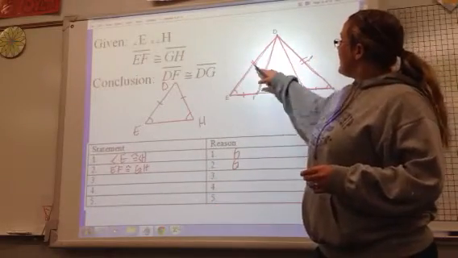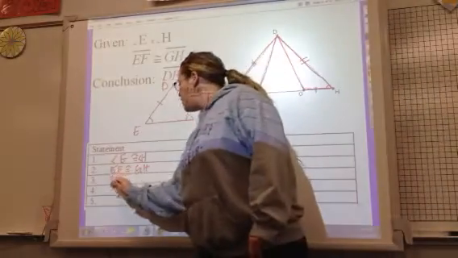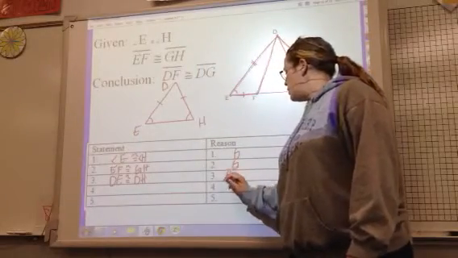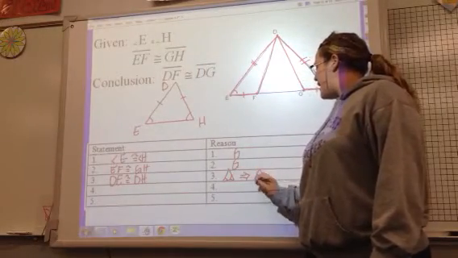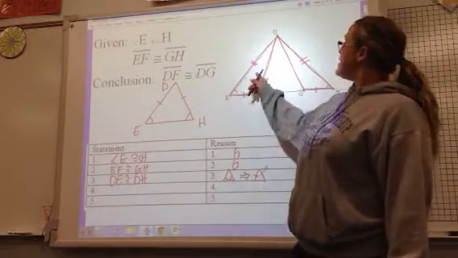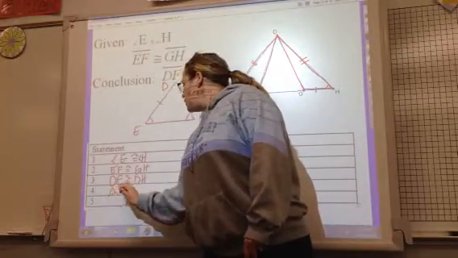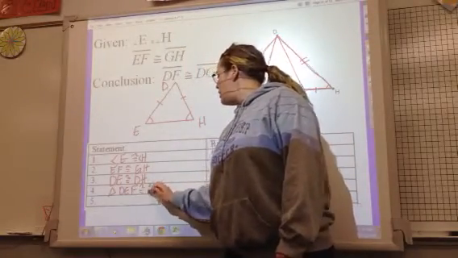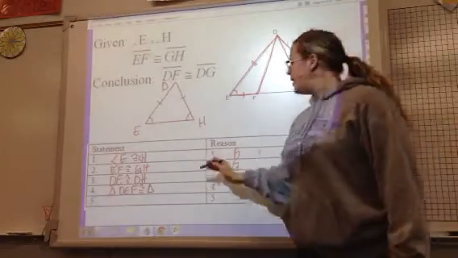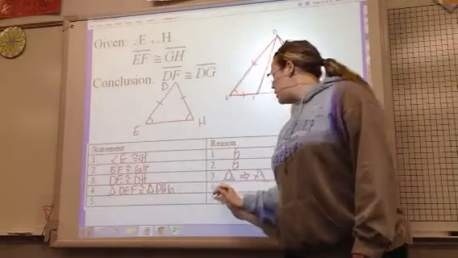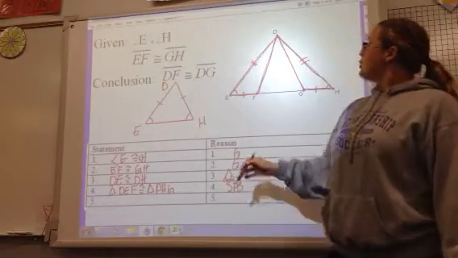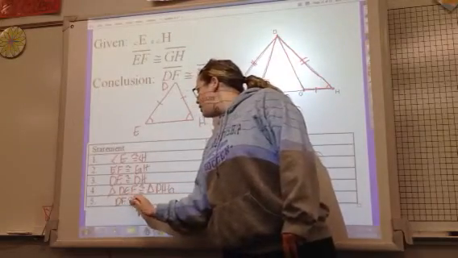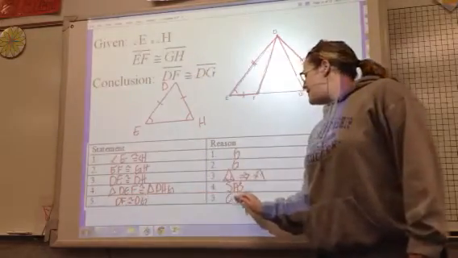So the first thing I did was I said that DE is congruent to DH. Congruent angles implies I have congruent sides, which means these triangles are congruent. Triangle DEF is congruent to triangle DHG by side, angle, side, which means that DF and DG are congruent by CPCTC.